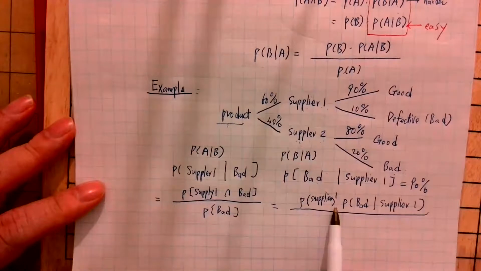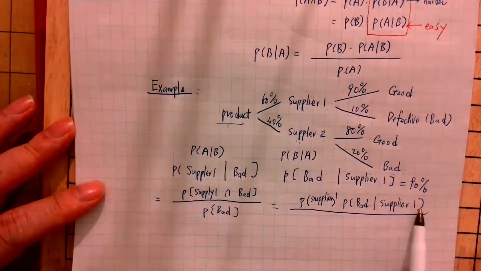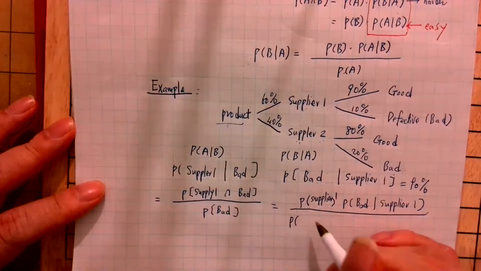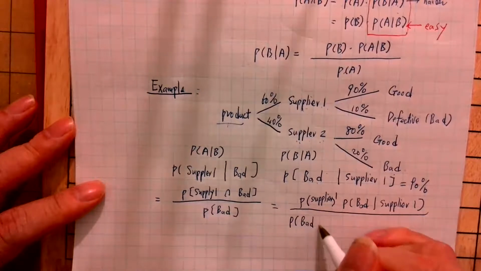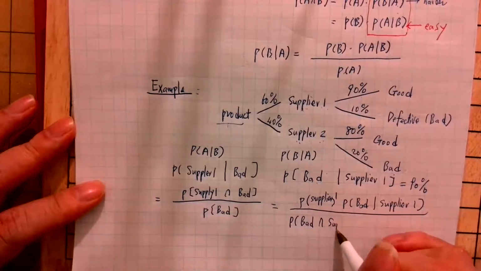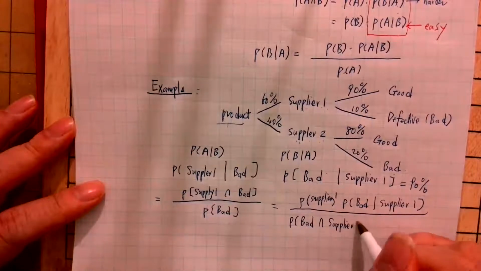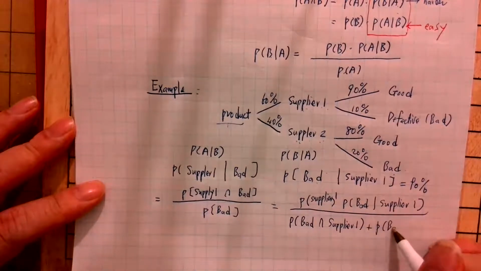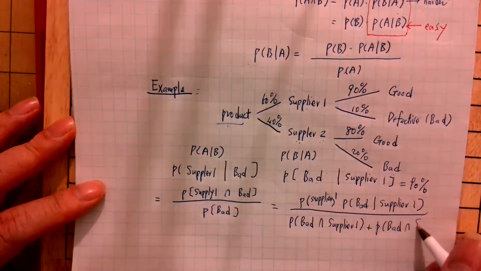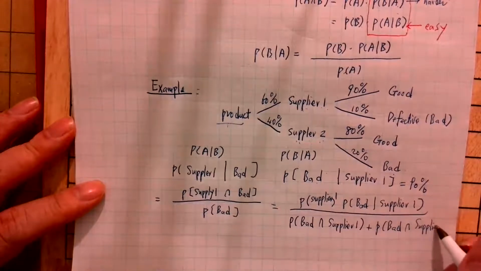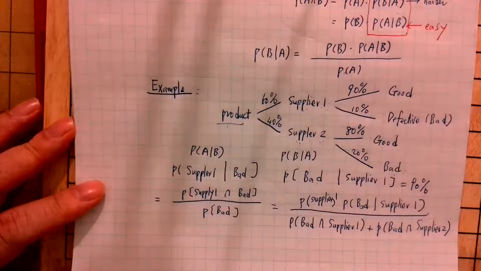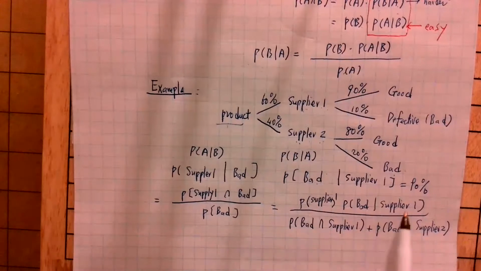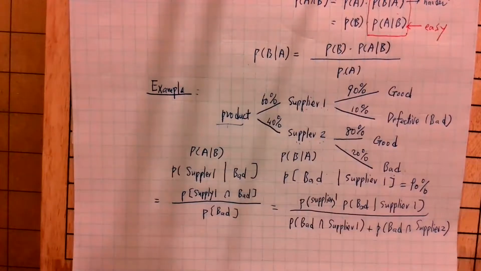Okay, from supplier one, times what? Given this is from supplier one, how likely is it bad? And this is the probability of bad. Probability of bad can be written as what? Bad and coming from supplier one, plus the bad one can come from supplier two. Okay, and why do I call this easy? Well, every piece of information you need you can get directly from the tree diagram, okay?